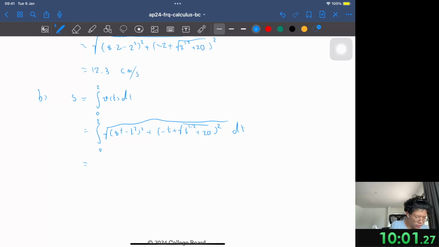The integral from 0 to 2 of the square root of that, plus the square root of t to the 1.2 plus 20, squared, dt. That is 15.9 centimeters.